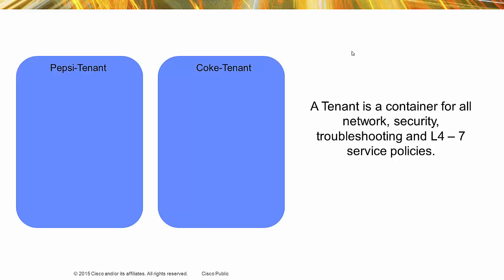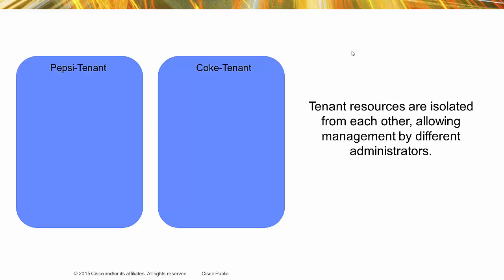We are creating a tenant by the name Pepsi. There is another tenant by the name Coke. The tenant resources are pretty much isolated. So whatever is in Pepsi, Coke cannot see, and vice versa. And these resources are completely isolated, allowing management by different administrators. So you can literally assign a different user who gets to see their own tenant only, and they can work with their own tenant only. So they cannot see what else is inside ACI. So that's another great thing about ACI. It's fully multi-tenant, has full RBAC functionality and some of those things.